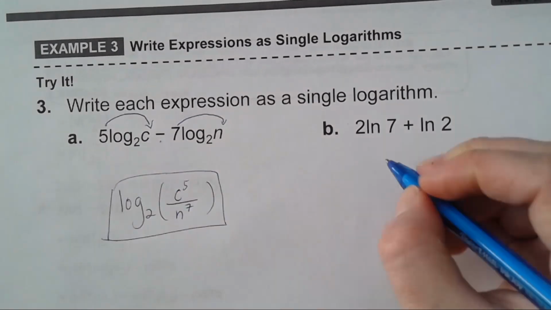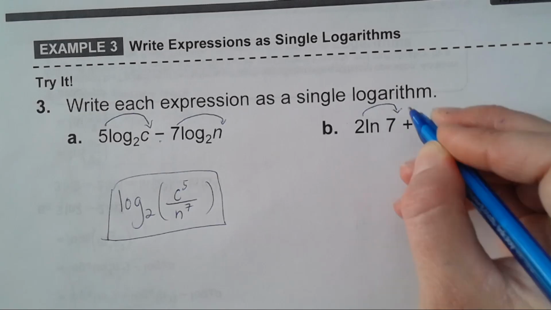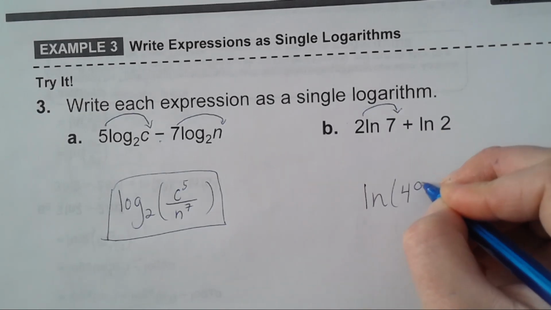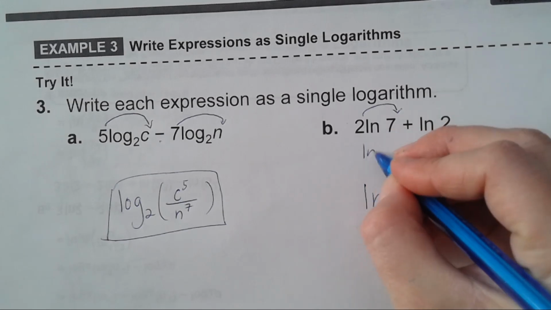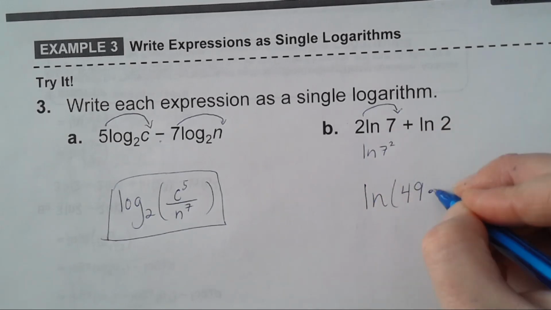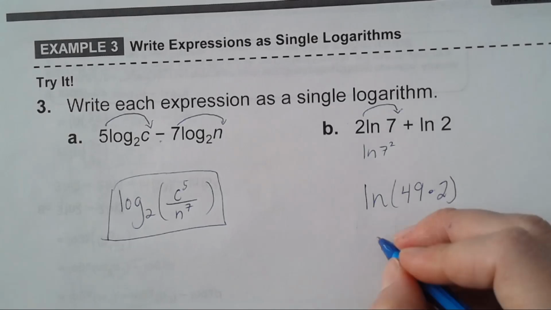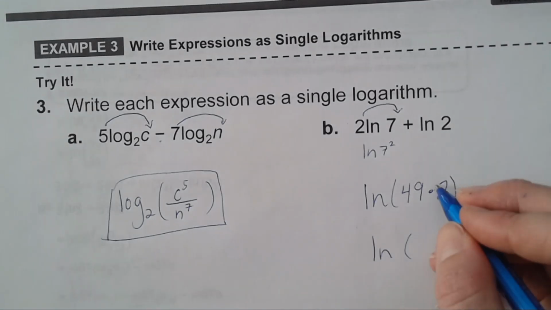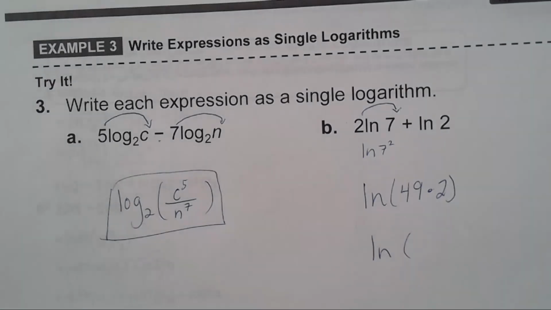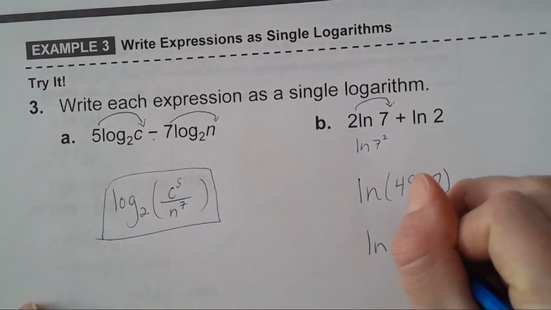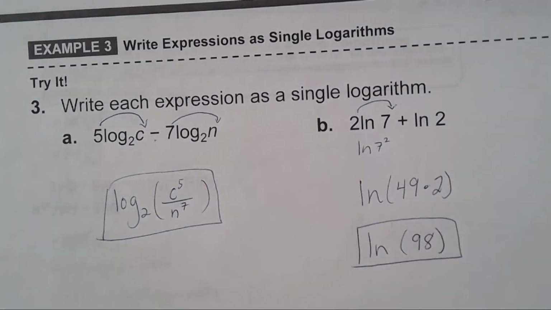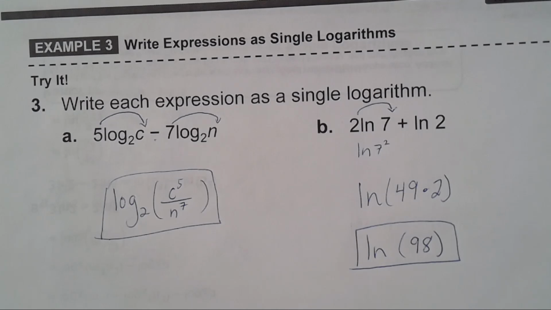We have 2 is going to come up here. And so we're going to have the ln. So I'm going to write this. We got 49 from this, right? 7 squared times the ln of 2, which I'm actually going to multiply out. So adding is multiplying. So 49 times 2, we get 98. And so that is my simplified ln. So being able to go back and forth.